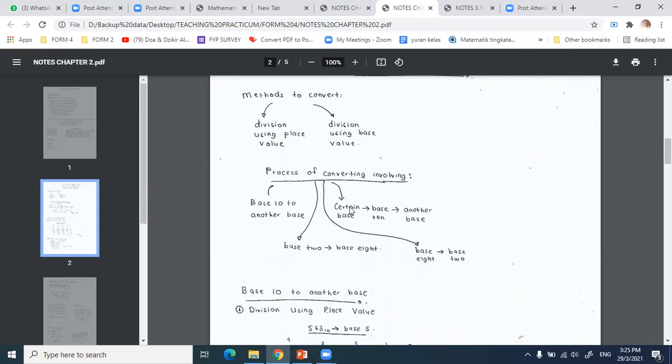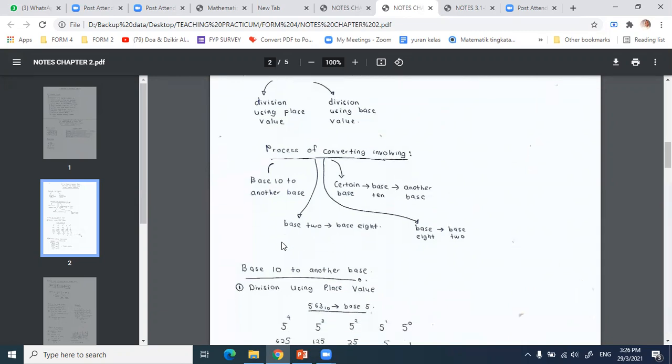If that number is in base 5 or base 3, we cannot convert it straight away to another base. For example, we want to convert base 2 to base 3. We cannot convert it straight away from base 2 to base 3. So we must convert it into base 10 first and then to base 3.